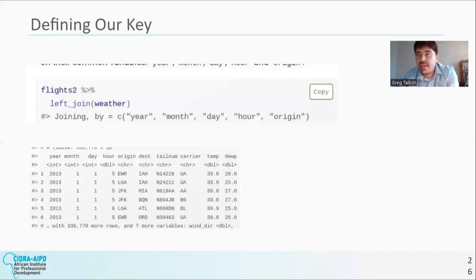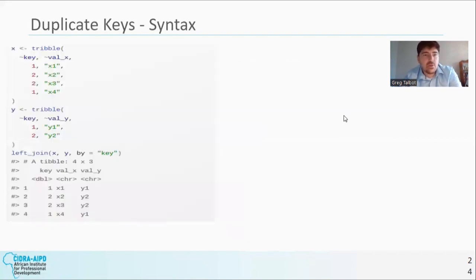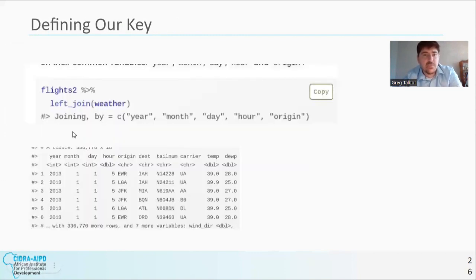So we want to talk about defining the key as well. So far, our pair of tables have been joined by a single variable. That variable has been the name in both tables, and we encode it with that by equals key syntax here. But you can use the by argument to connect tables in other ways. The default is by equals NULL. This uses all the variables that appear in both tables, which is also called a natural join. But you might use, for example, the flights and weather tables to match on variables of year, month, day, hour, and origin, like we looked at earlier in the presentation.